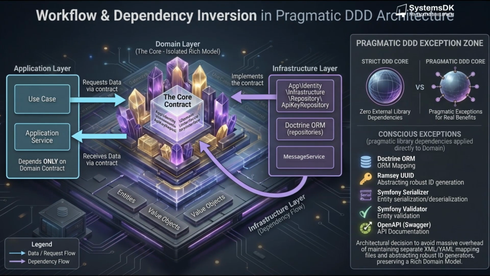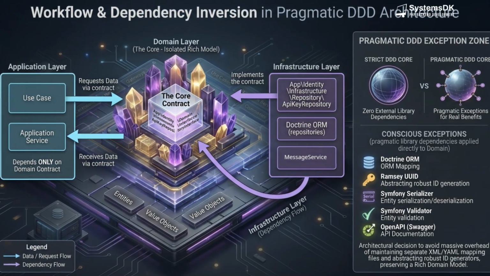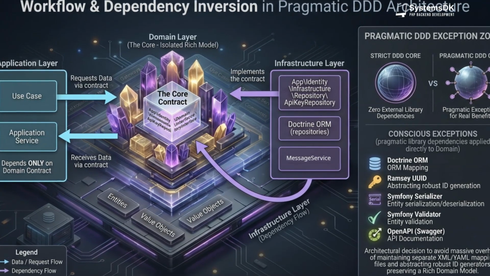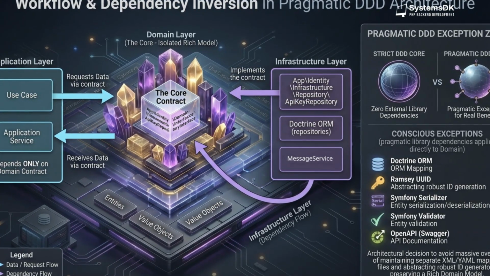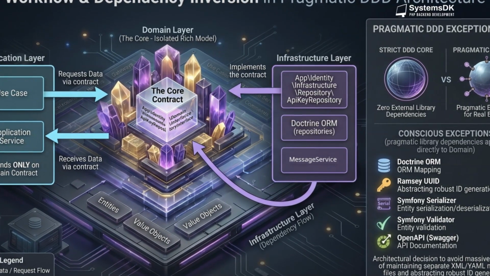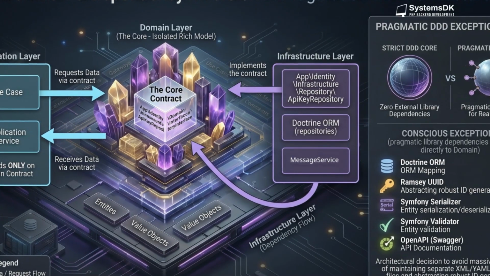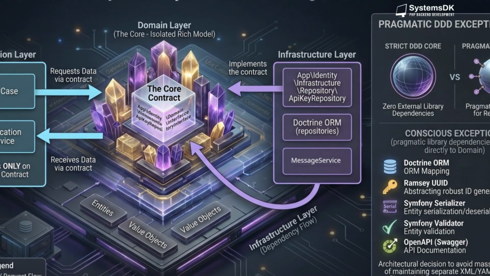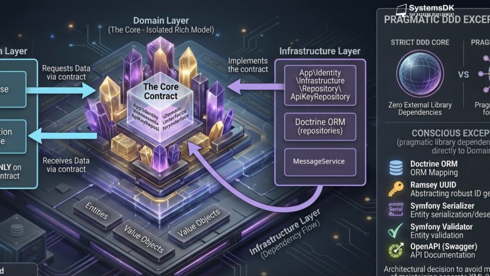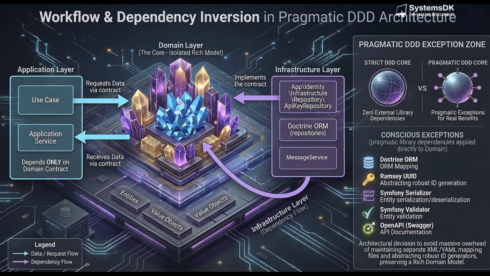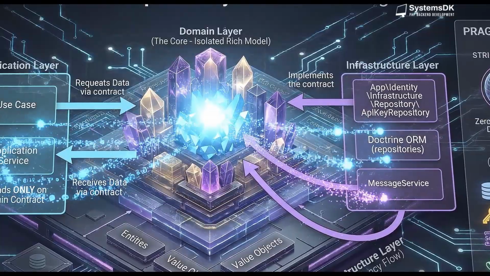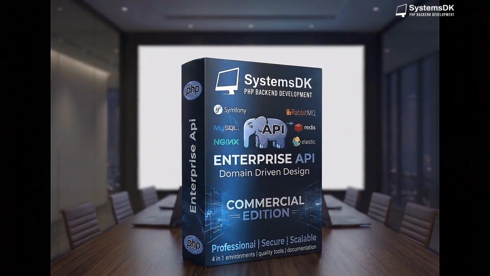So, how do these layers interact without breaking our golden rule? The secret is dependency inversion. The application layer never talks to the infrastructure directly. Instead, the domain layer defines a strict contract, like a repository interface. The infrastructure layer implements that contract, handling Doctrine and the database. The application layer simply relies on the interface. It requests the data and gets it, remaining blissfully unaware of how it was fetched. The result? A perfectly clean, decoupled, and scalable architecture.